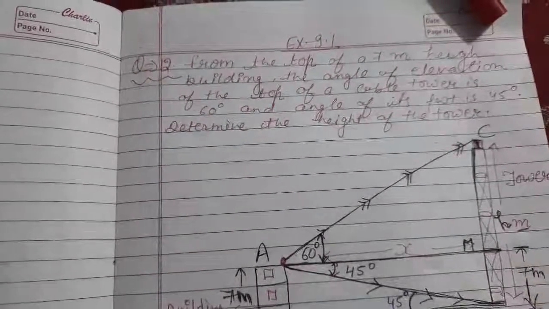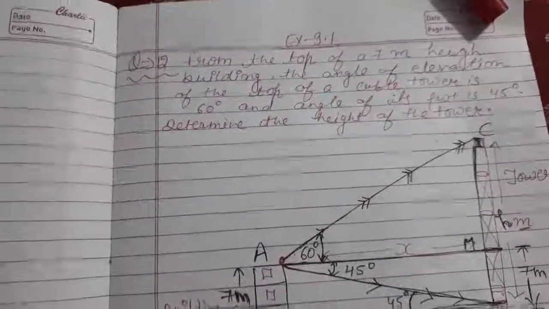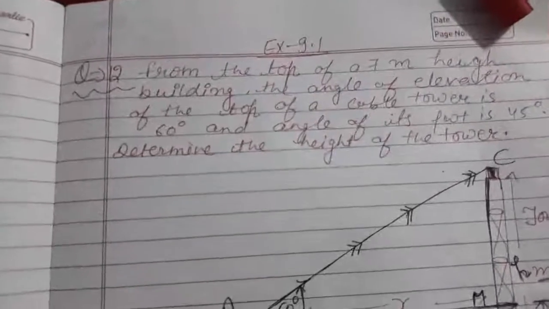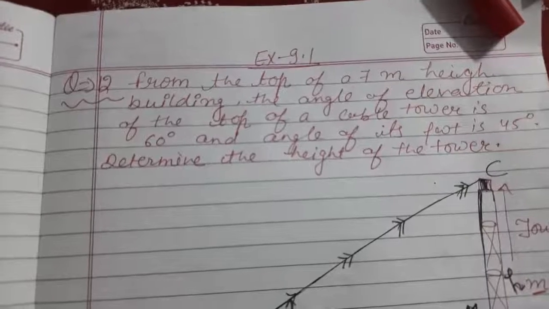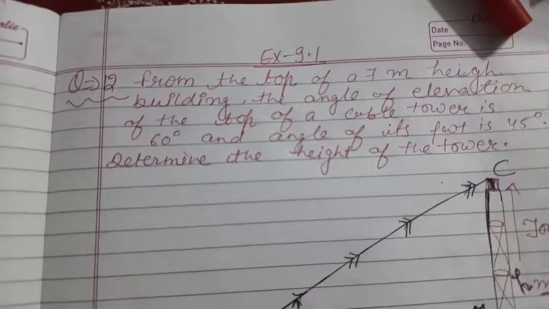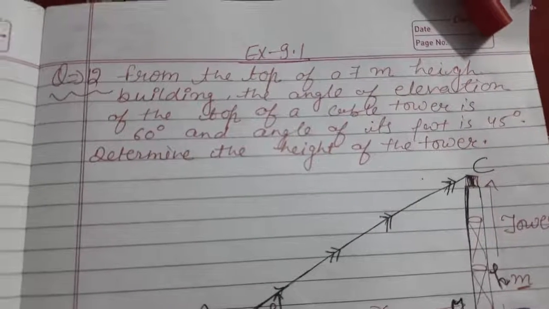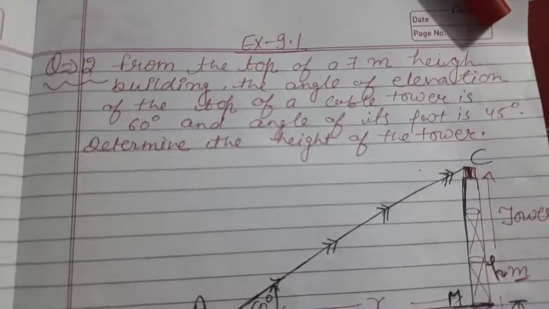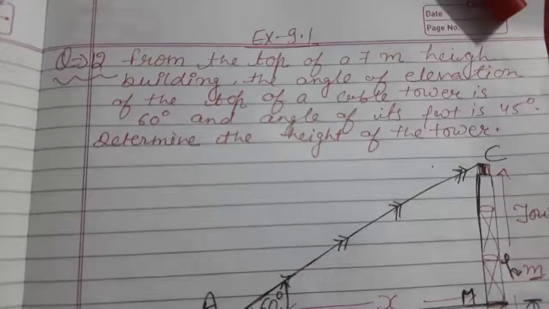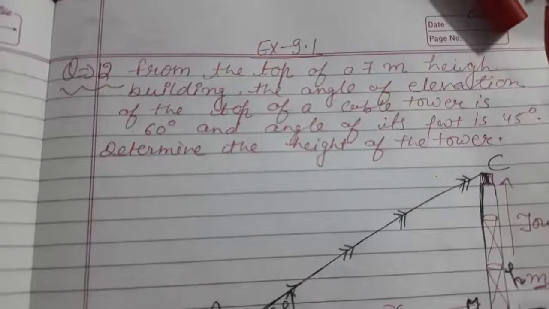We are going to solve exercise 9.1, chapter 9, 10th class maths NCERT. According to the question, from the top of a 7-meter high building, the angle of elevation of the top of a cable tower is 60 degree and the angle of depression of its foot is 45 degree. Determine the height of the tower. First we will understand the question, then we will solve it.